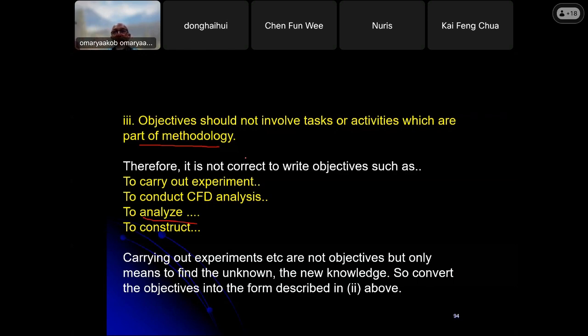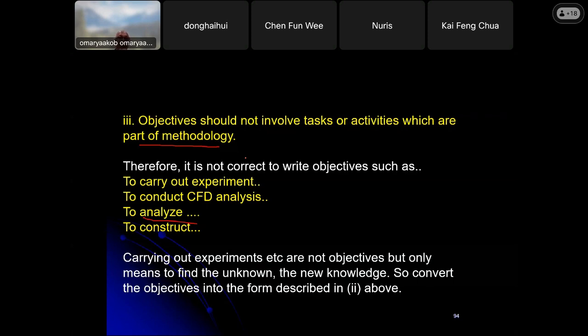So to conduct CFD analysis, to carry out experiment, to construct something, all this should not be written as objective. These are not objective. These are work that you are going to do inside your methodology. In your methodology, you say you need to do this experiment, you want to do the CFD analysis, you need to analyze the data, and you need to construct the rig. Those are the methodology parts, not the objective of your research. Your research is not to do that.